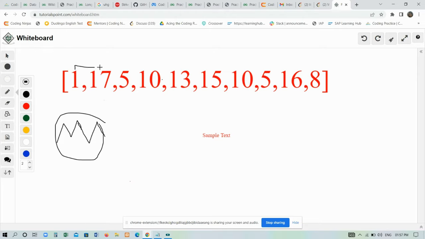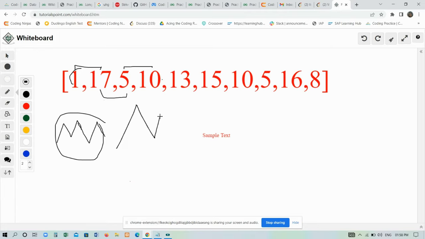Talking about the difference between the first two elements, it comes out to be plus 16, as the first number is less than the second one. The second difference comes out to be minus 12, because 5 minus 17 is minus 12. So at first the difference pattern increased, and at the second instance it decreased sharply.